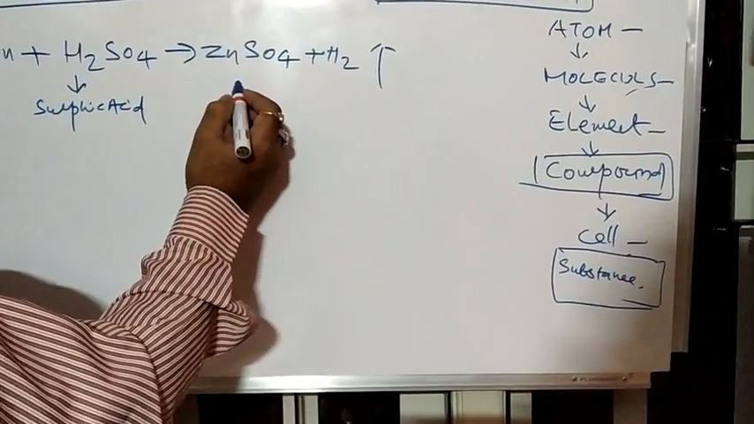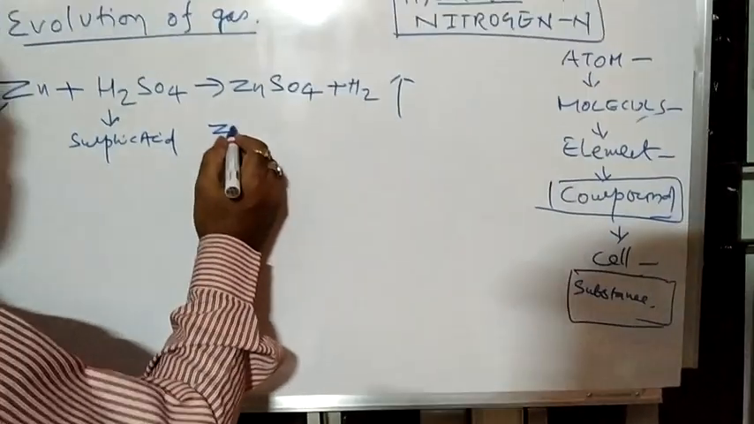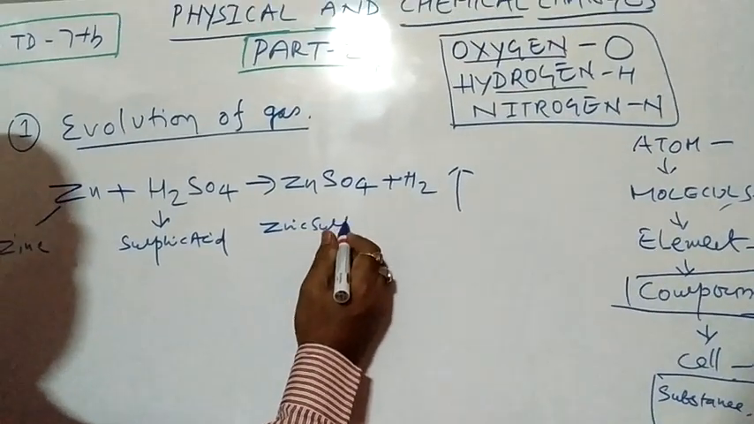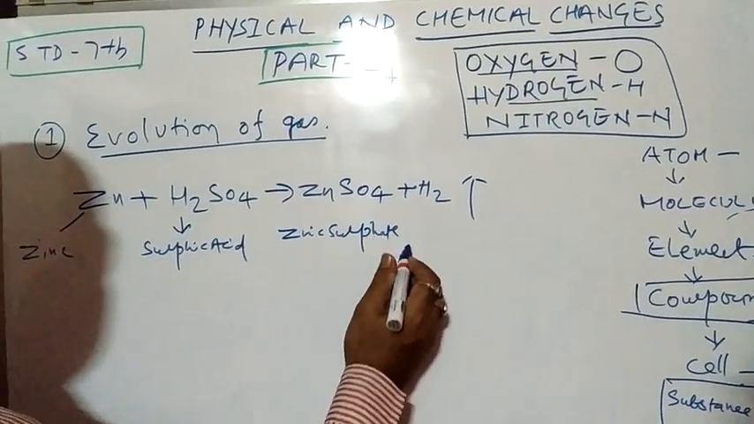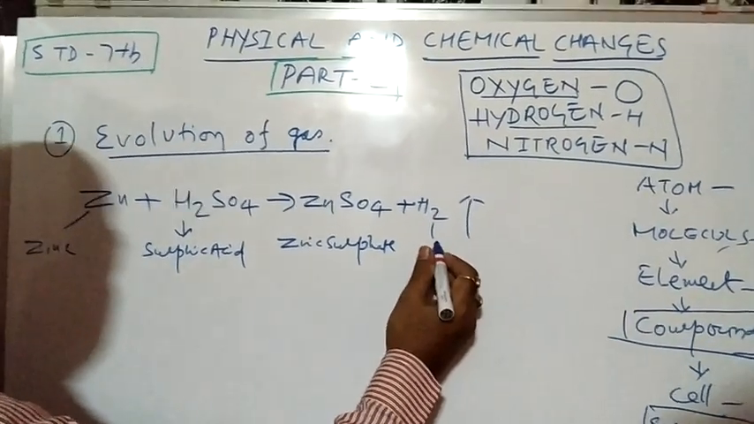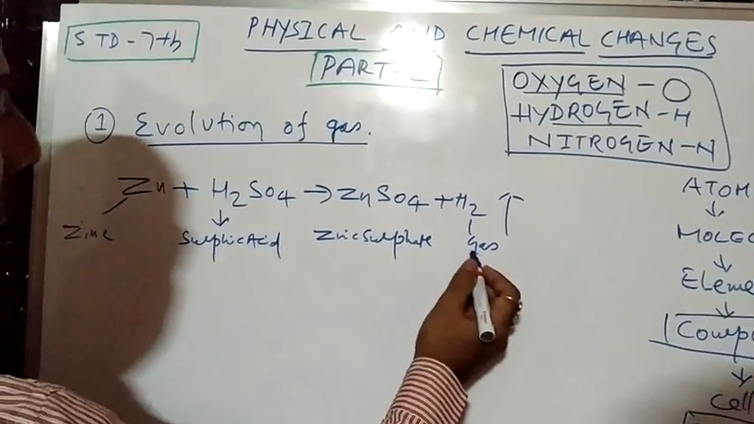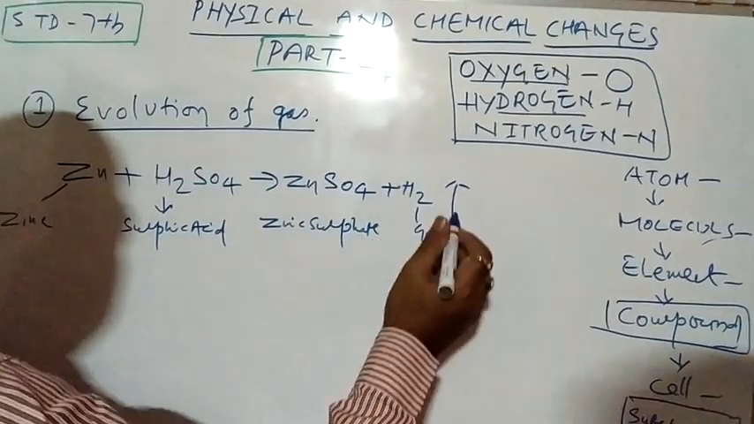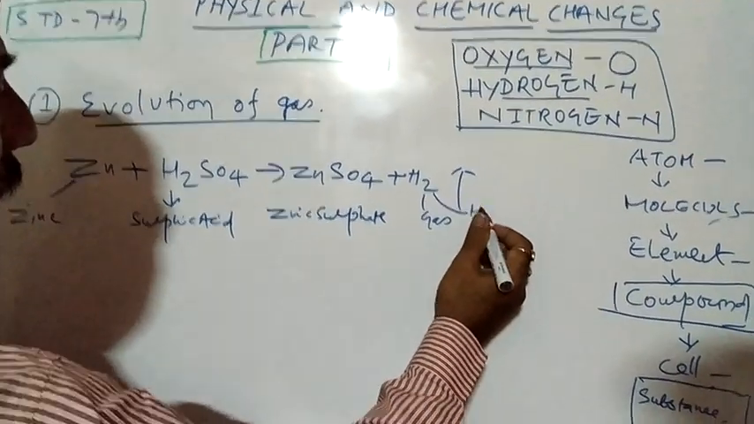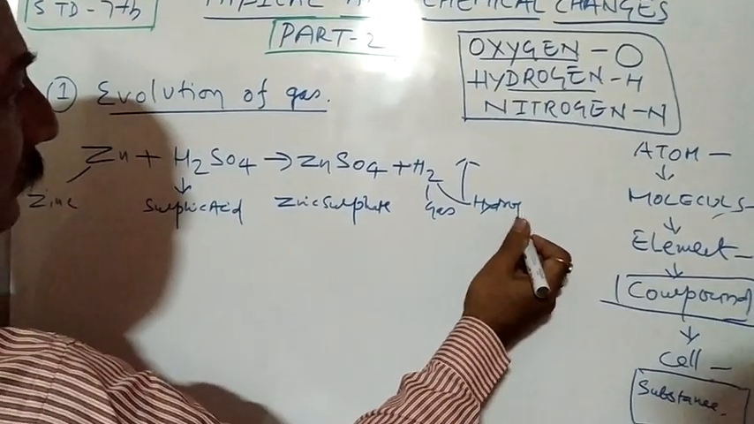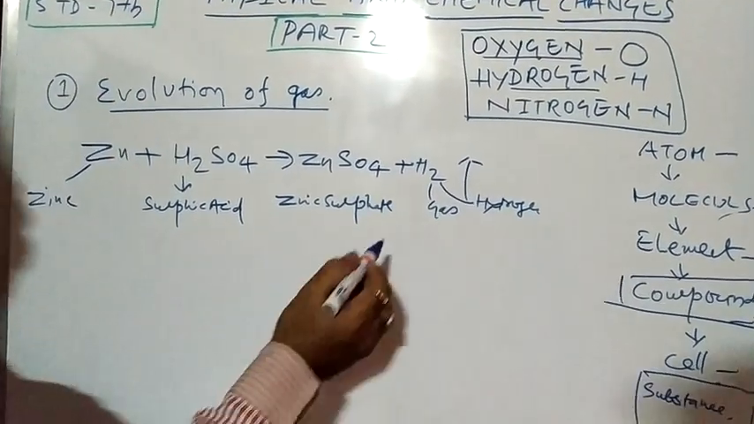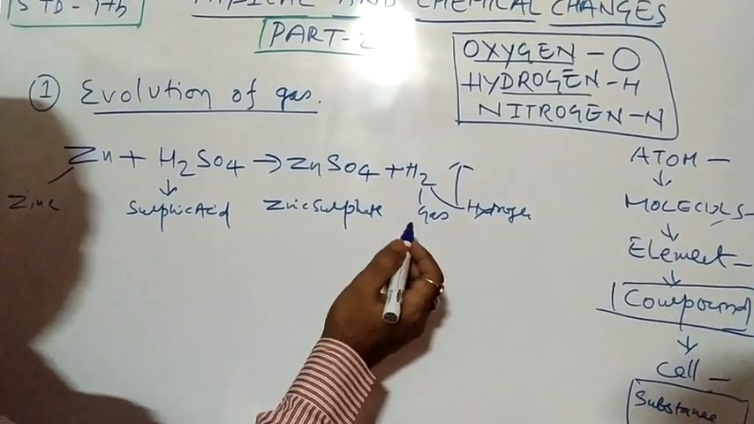After the reaction, zinc sulfate, and this is a gas, hydrogen. The 2 indicates that hydrogen has 2 atoms in the molecule. Okay?